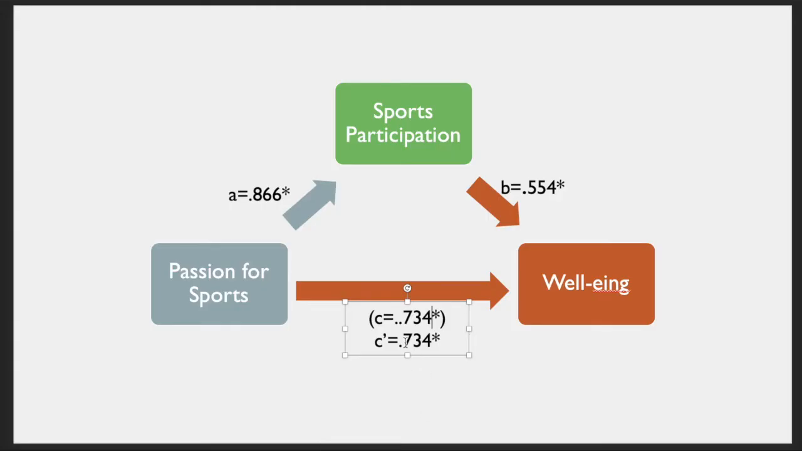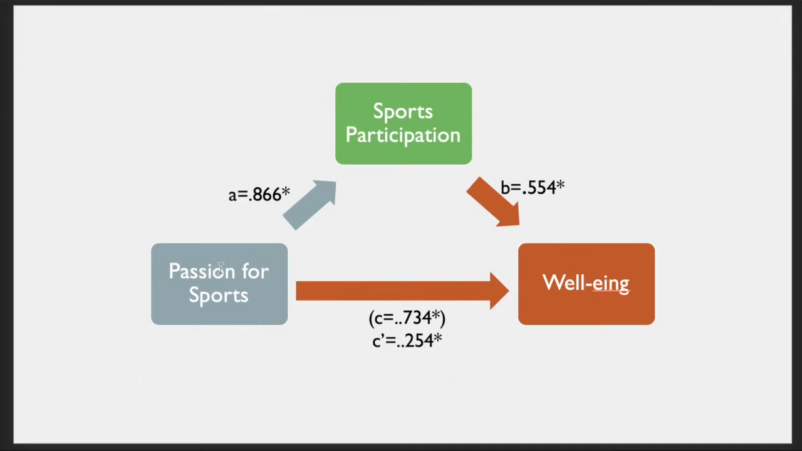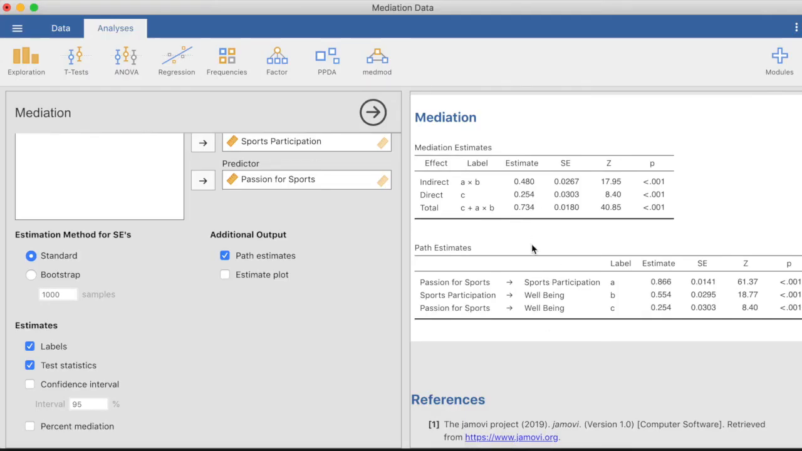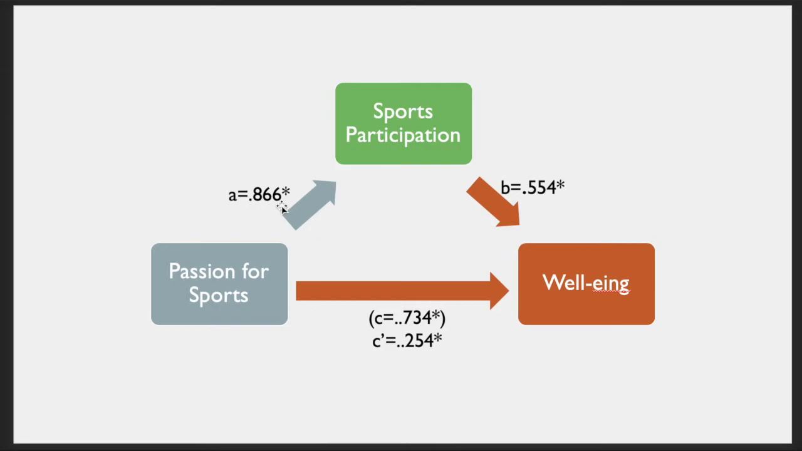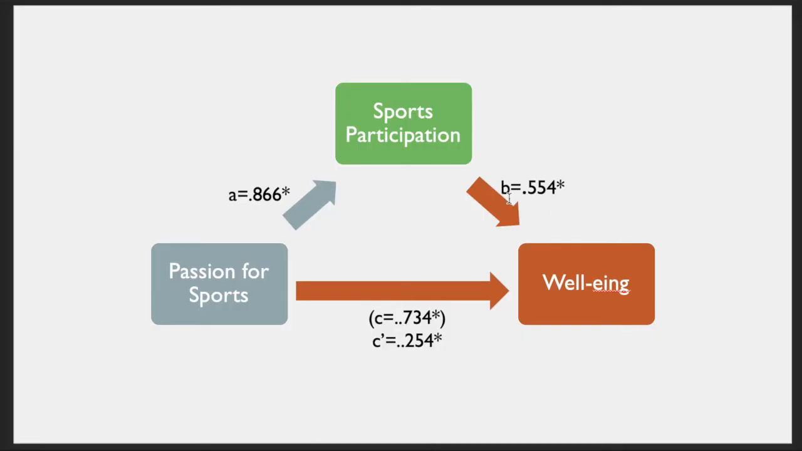0.254. So this should be our C prime, 0.254. Okay, our path A is 0.866. Yes, that is correct, 0.866. I placed an asterisk to indicate that this is significant. And our path B is 0.554, which is what we have here. So this one is our total effect, and this one is our direct effect.